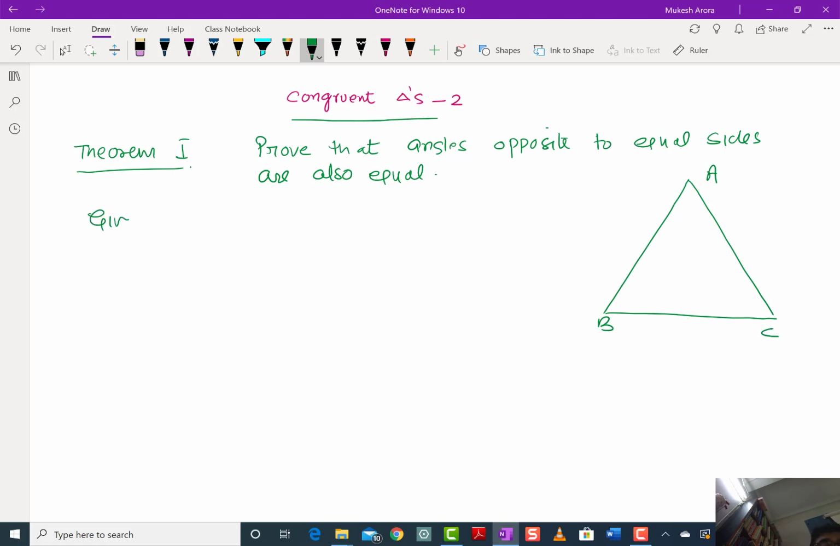Given is triangle ABC, and AB is equal to AC. To prove: the angles opposite to AB and AC, angle C and angle B, are equal.